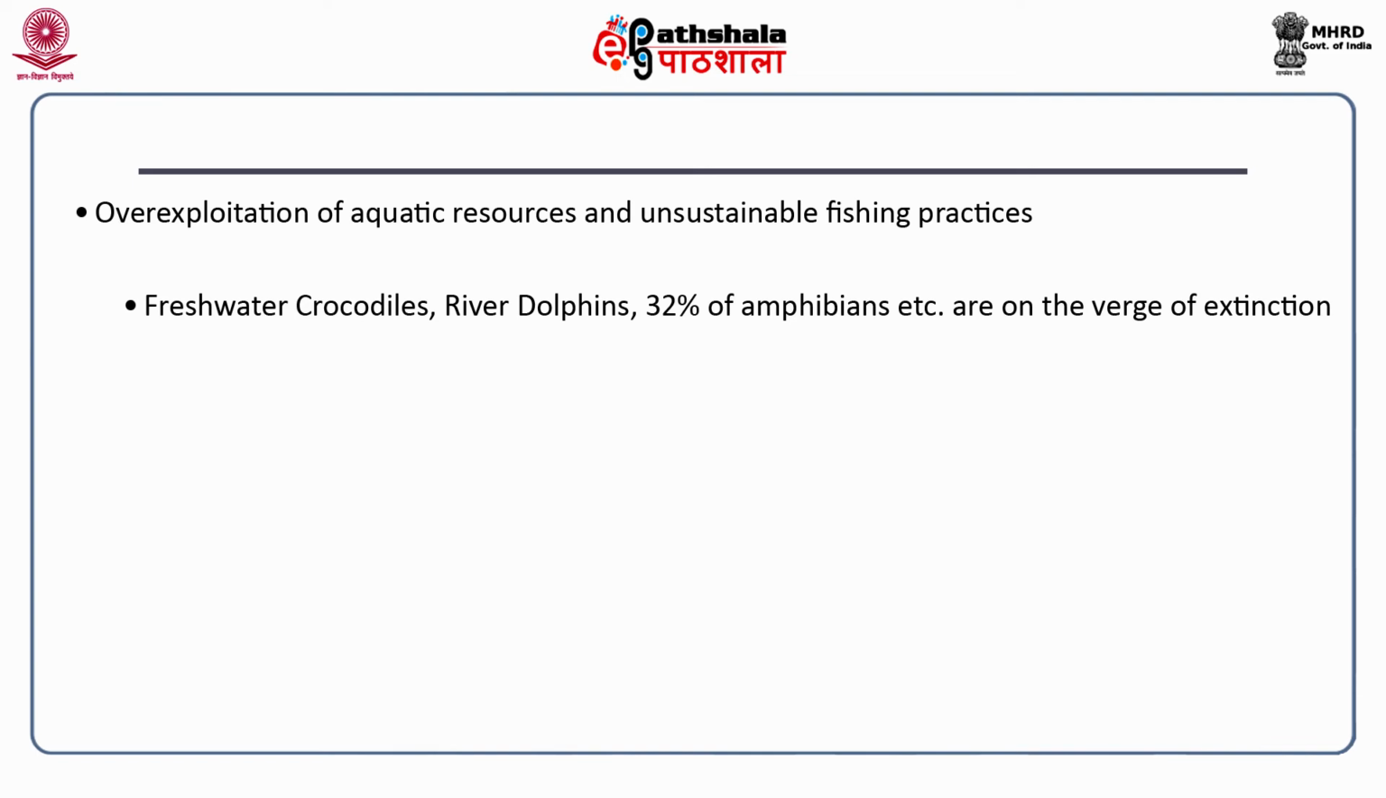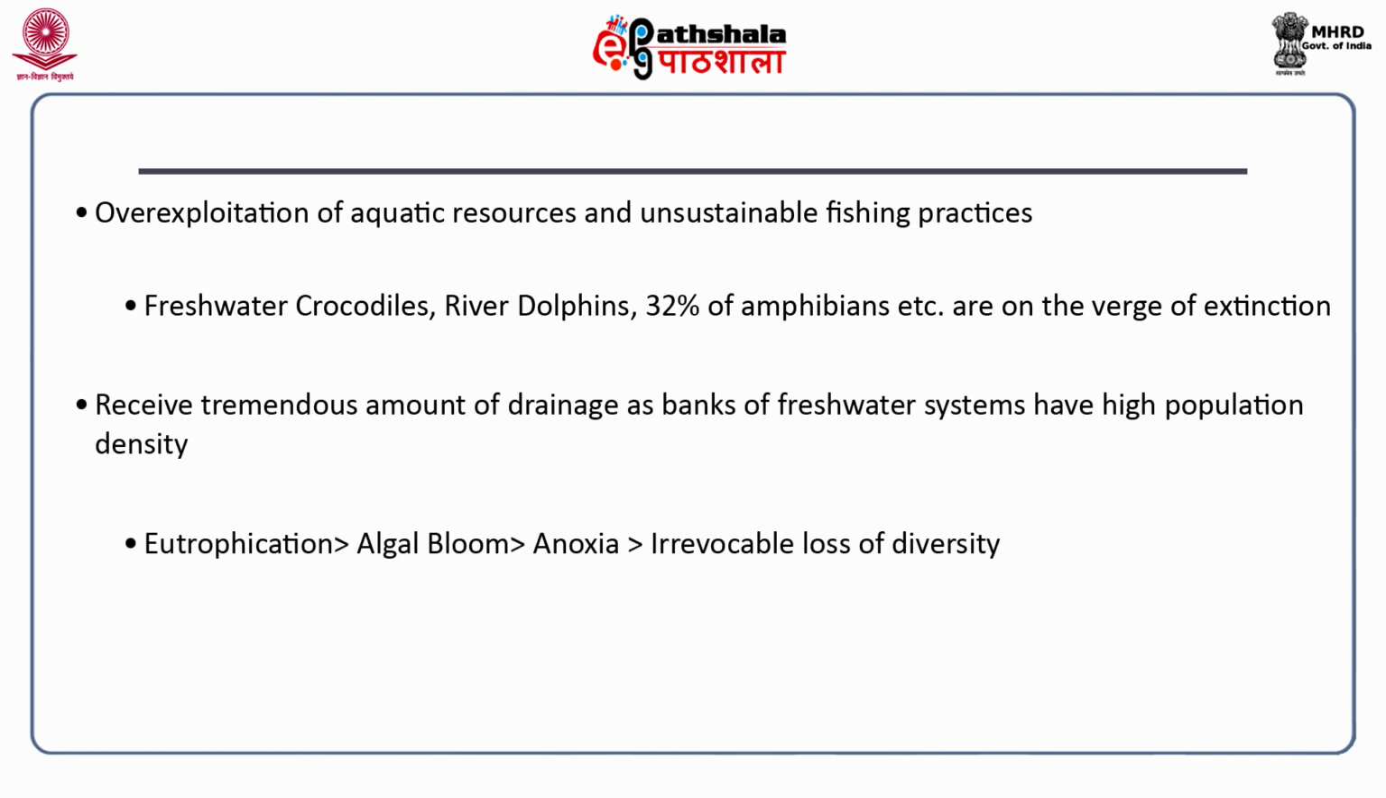Unsustainable fishing practices include fishing with no due regard paid to the life history stage of the fish. So if you fish the juvenile stage of the fish, then the whole fish biodiversity is hampered. The world's aquatic resources receive tremendous amounts of drainage, as the banks of freshwater ecosystems have high pollution and population density. The pollution is extremely high on most of the freshwater resources of the world. For example, you can see the situation in the Yamuna river or river Ganges.